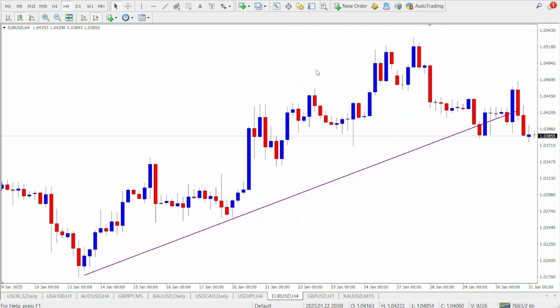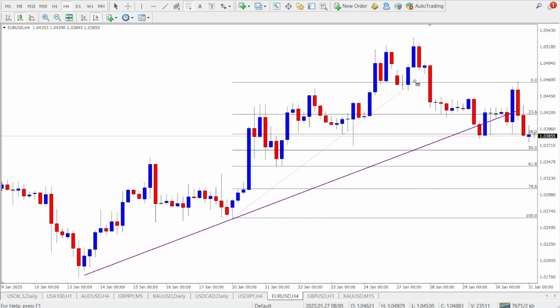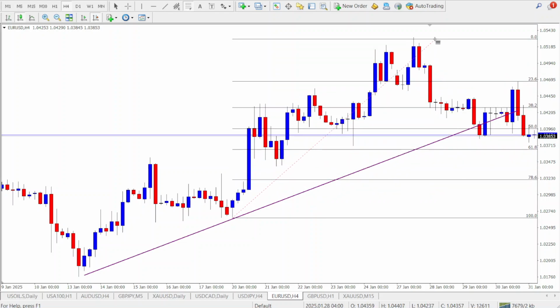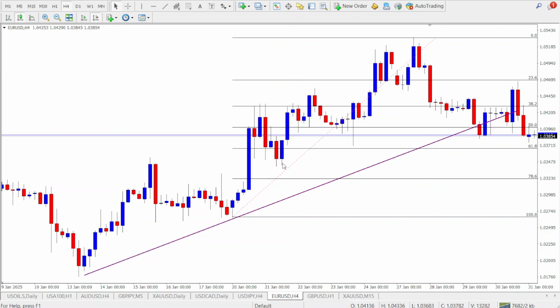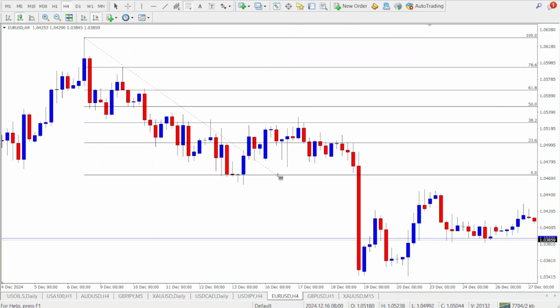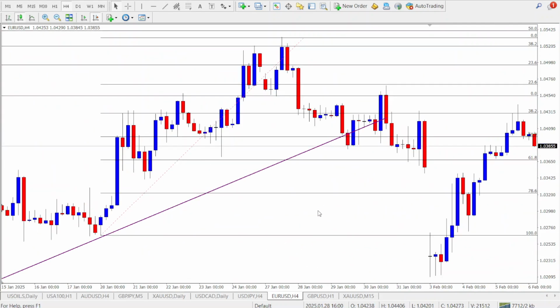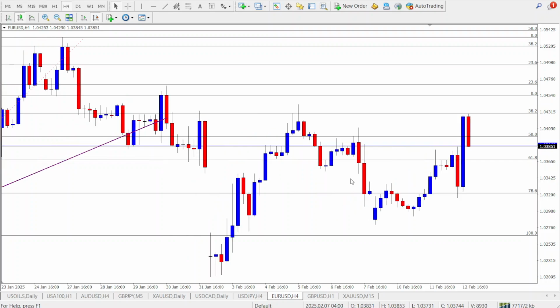You place the Fibonacci tool from swing low. You can see this is a swing low. From swing low to swing high. Can you see that? From swing low to swing high in an uptrend. But if it's a downtrend, it's going to be from swing high to swing low. That's for a downtrend.